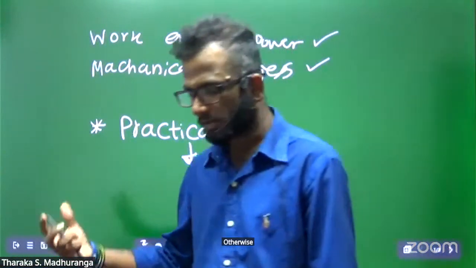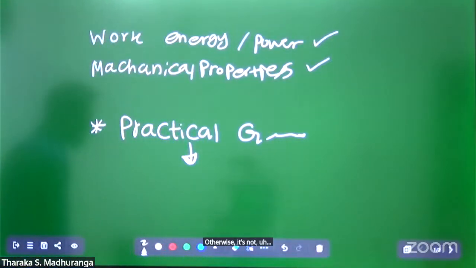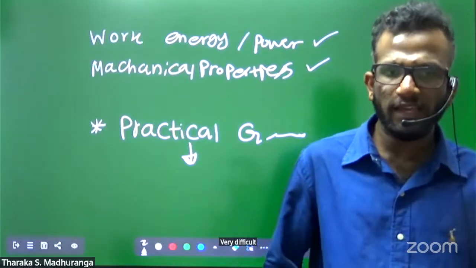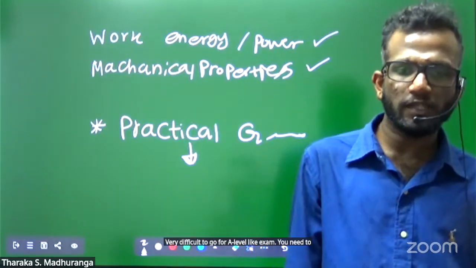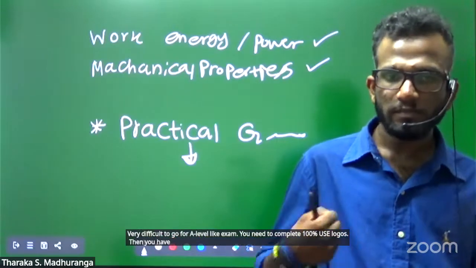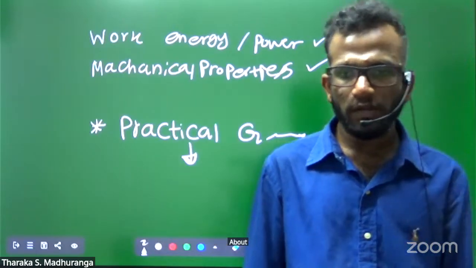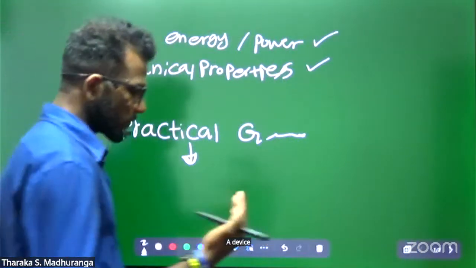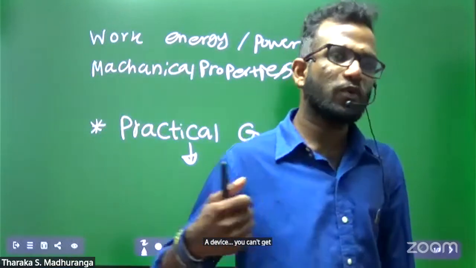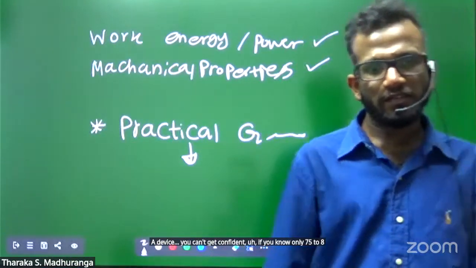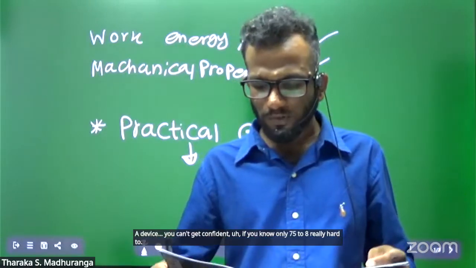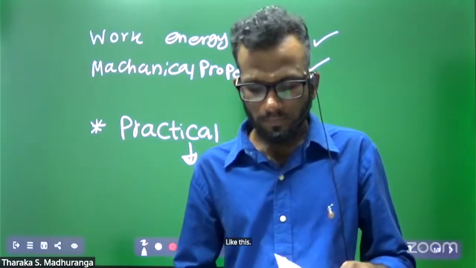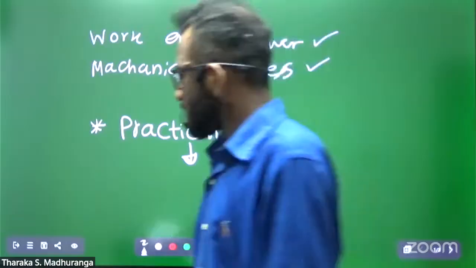Without 100% completion, it is very difficult to go for an A-level exam. You need to complete 100% of your syllabus. Then you have good confidence in yourself. Then you can go to the exam to get an A. Otherwise, you can't be confident if you know only 75 to 85 percent. It is very, very difficult to go for an A-level exam like that. Okay.